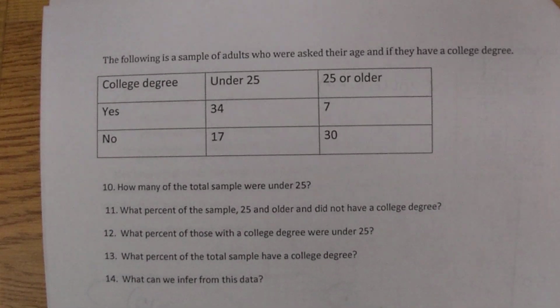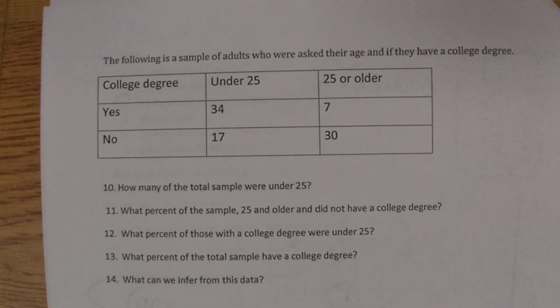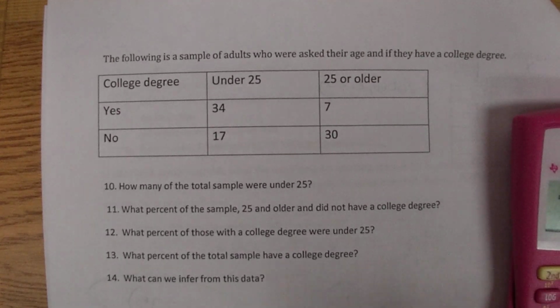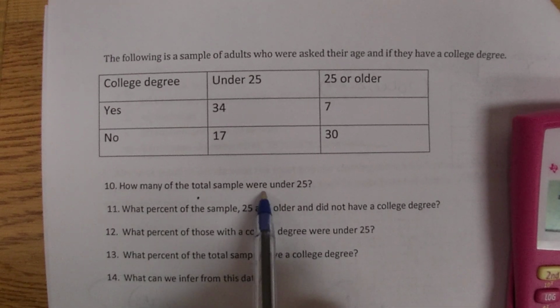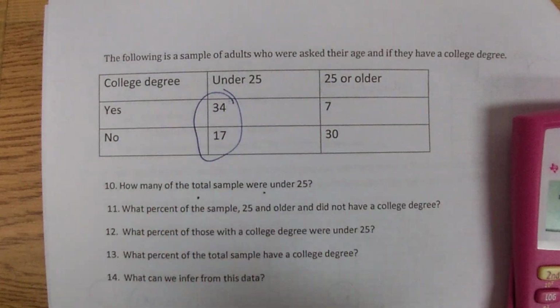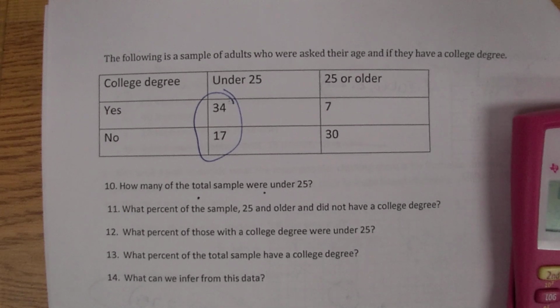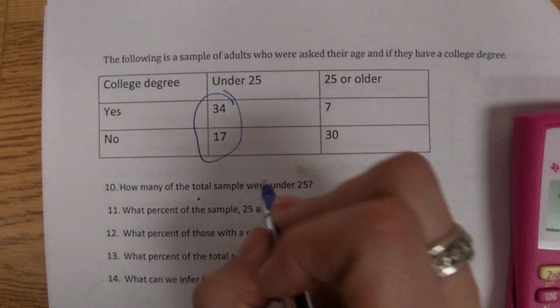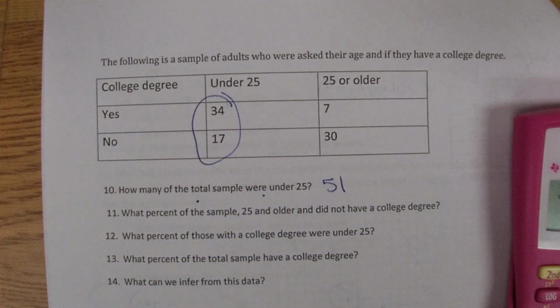Okay, number 10 through 14, we're talking about the table up above, our frequency table. So how many of the total sample were under 25? So we want the total sample that were under 25. So these are people under 25. So we'll add those up and get 51.